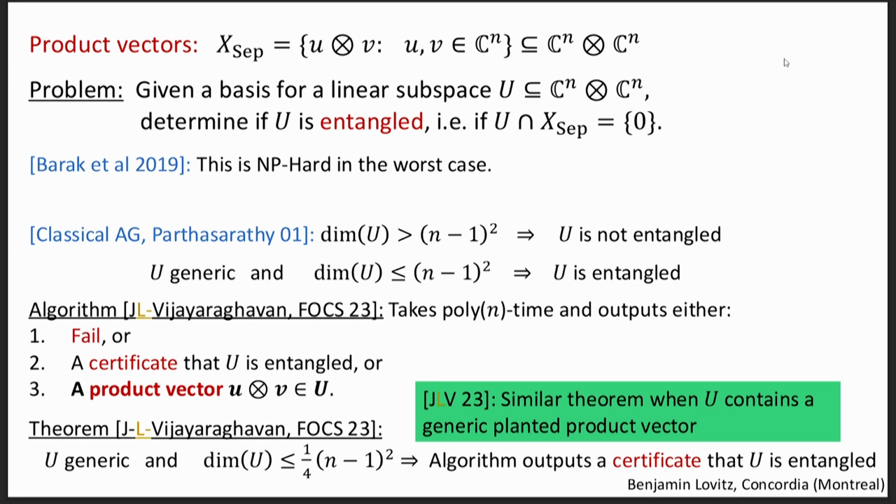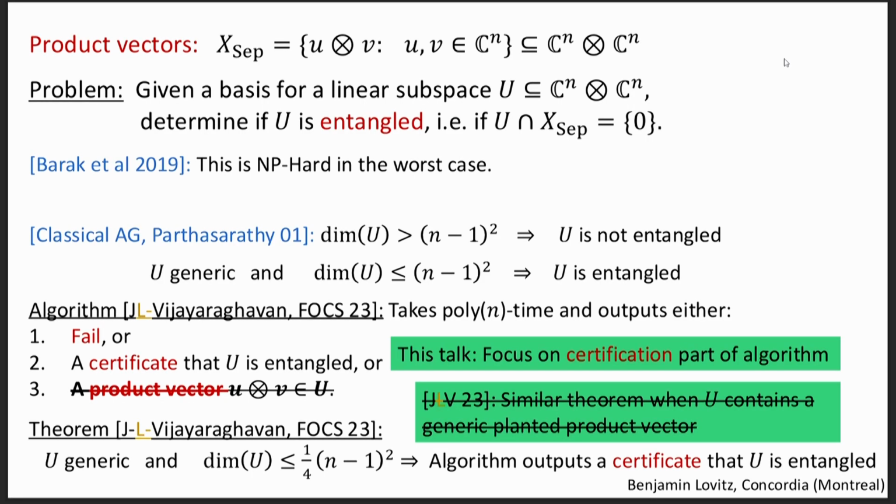Our algorithm also had this nice other feature, which is that if U contained a product vector, then the algorithm can actually produce that product vector. And we proved a similar guarantee: if you have a generic subspace with a generic planted product vector, we can recover that product vector. But in this talk, I'm going to focus on the certification side because it's more relevant to quantum information.